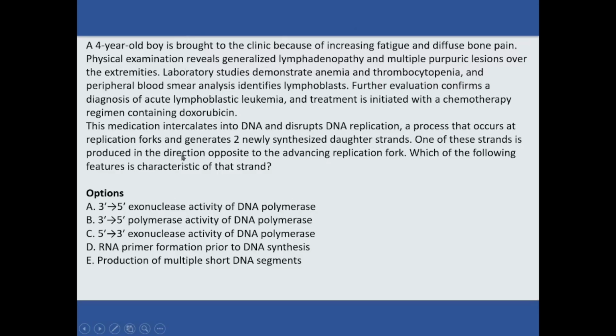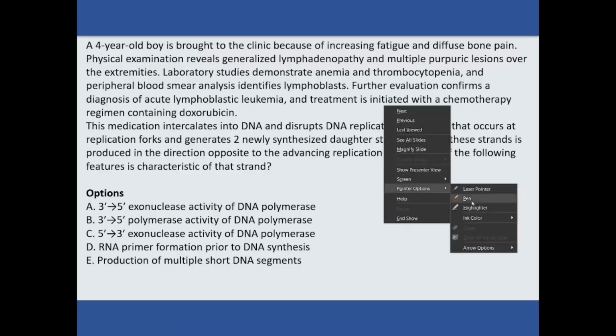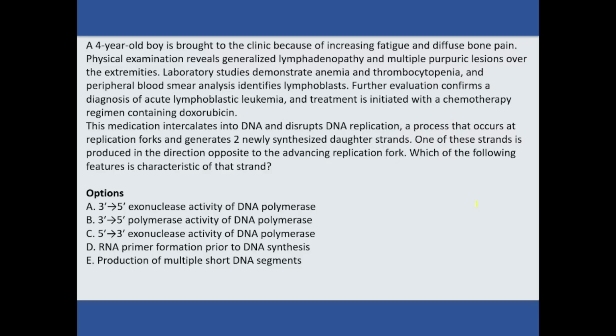In these questions, I generally have an approach to just find out the fact that the question wants us to know. So what does the question want us to know? The question wants us to know which of the following features is characteristic of that strand. What strand are they talking about? One of the strands is produced in the direction opposite to the advancing replication fork. So you need to understand what they're talking about. This is the main question, right? The main question starts from this line itself.